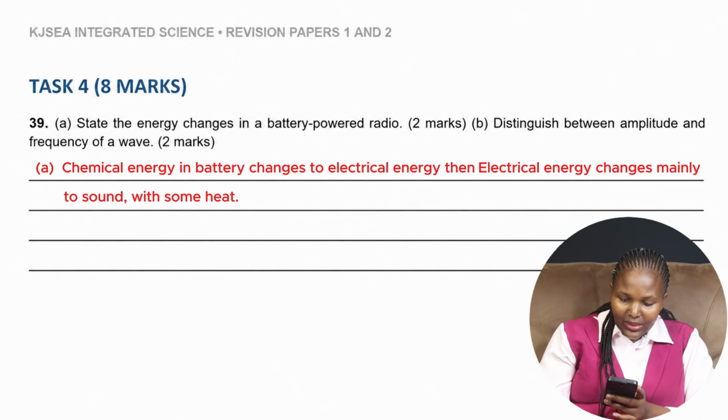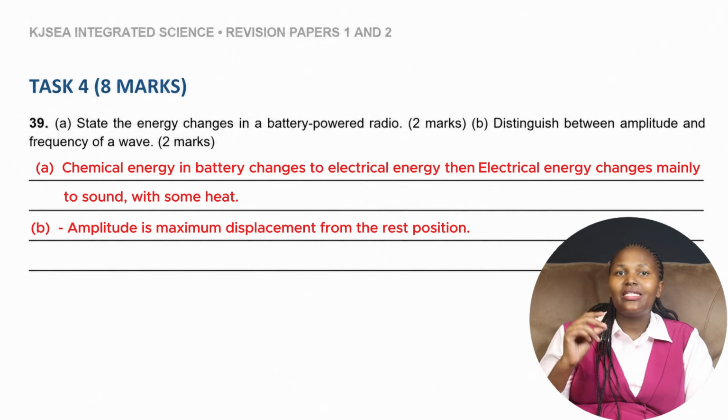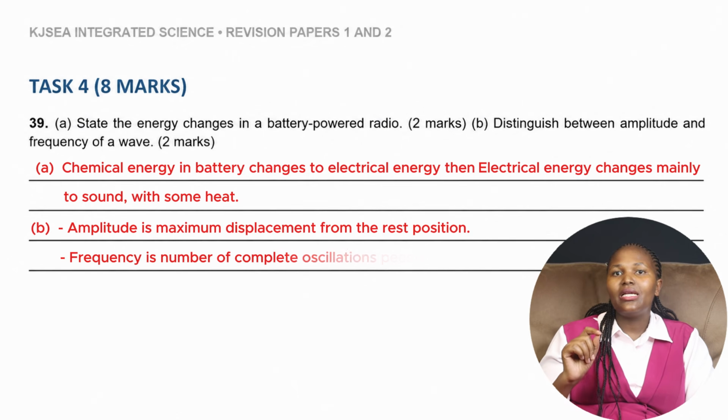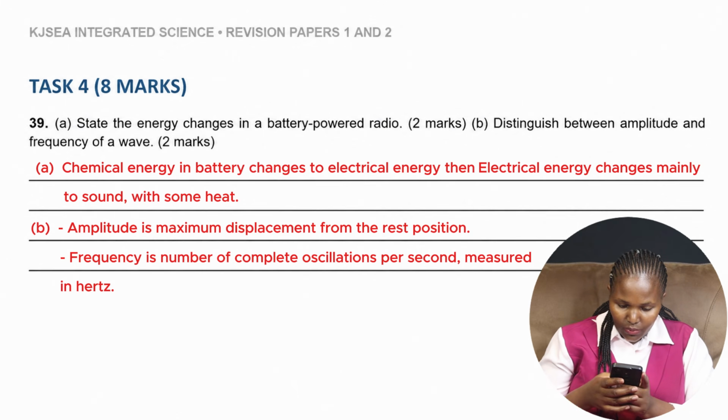And then B, distinguish between amplitude and frequency of a wave. So amplitude is the maximum displacement from the rest position. When an object is in the rest position and there is maximum displacement, that is amplitude. And then frequency is the number of complete oscillations per second, measured in hertz. Those are very important things to remember. Also a very common question.